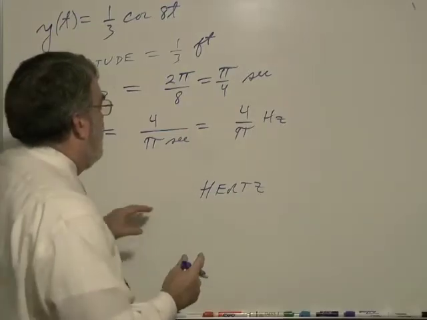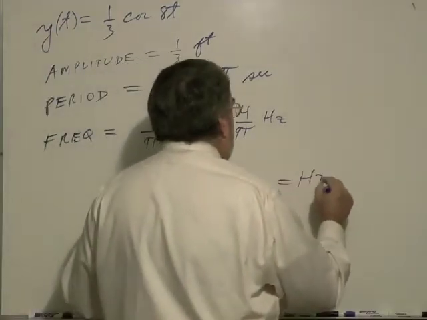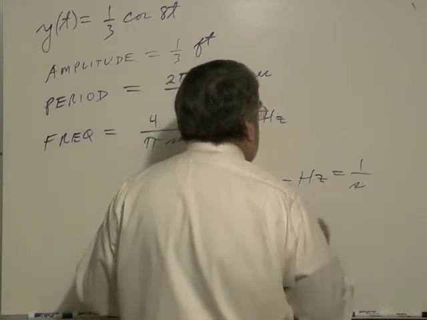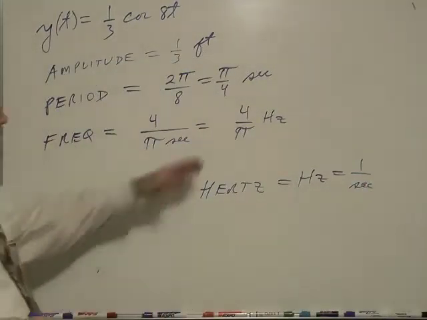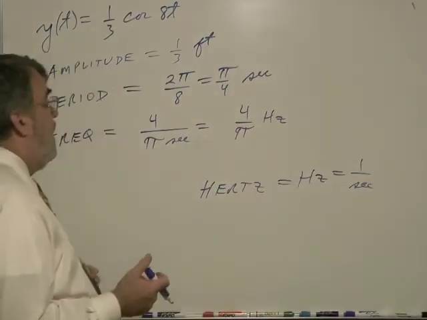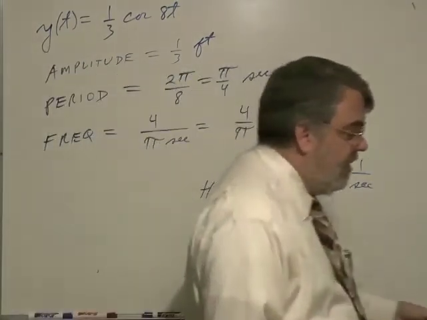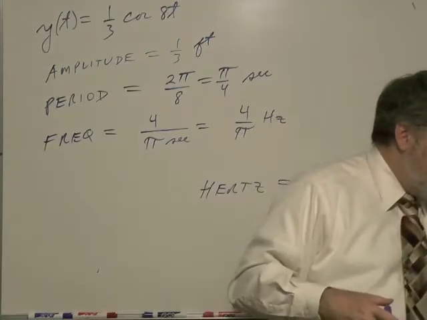So a 1 over a second is a hertz. It's 1 over s, or 1 over a second. And so the frequency is 4 over pi hertz, which is, I don't know, a little over 1 per second, 1 vibration per second.